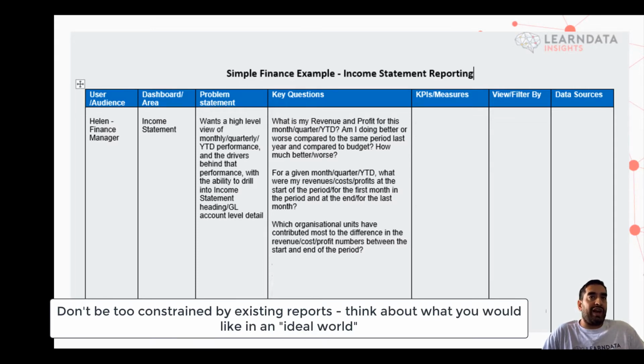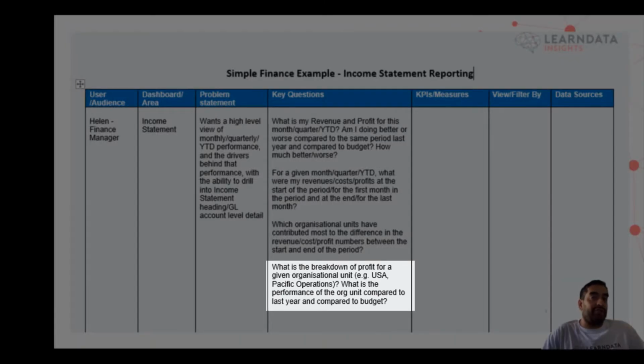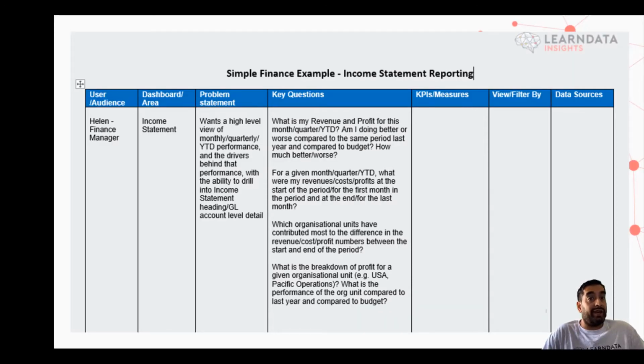And that will allow us to really understand what's driving that number. And then once we can do that, we want to then understand what's within the organizational unit. What are those revenues and costs and profit numbers being driven by? So again, we can focus then on a particular operation, so a particular organizational unit such as USA or Pacific operations in this data set that we're working with, and what is the performance of that unit compared to last year and compared to budget.